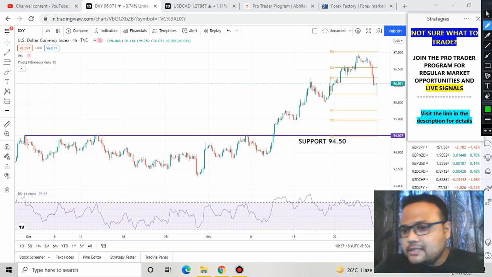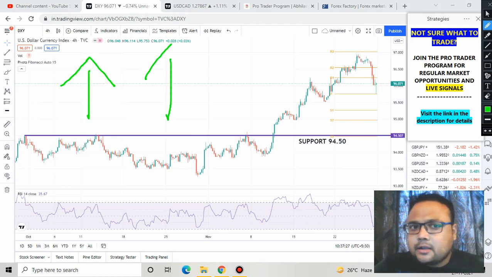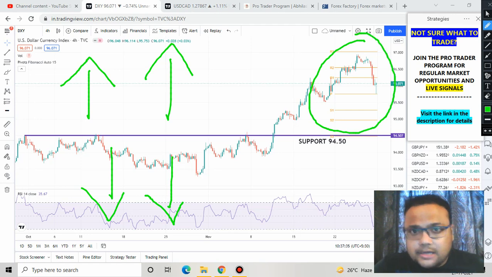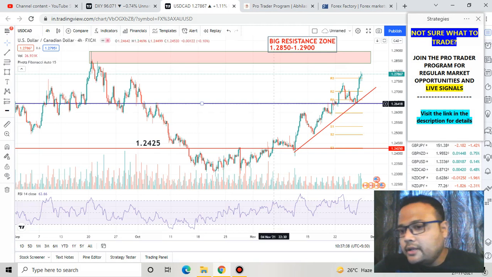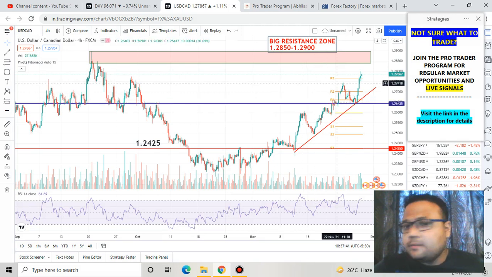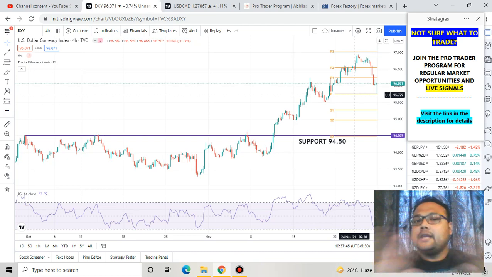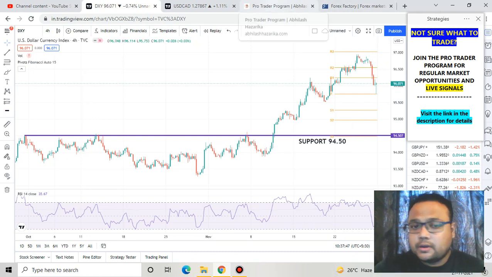First of all, this is a chart of DXY and we see a direct relation with the USD CAD. In general, whenever US dollar goes up, USD CAD also goes up. When dollar goes down, we generally see USD CAD also going down. You can see there was a correction on US dollar yesterday on the chart of DXY, but USD CAD moved in the opposite direction. So there was no relation with the DXY chart at all.